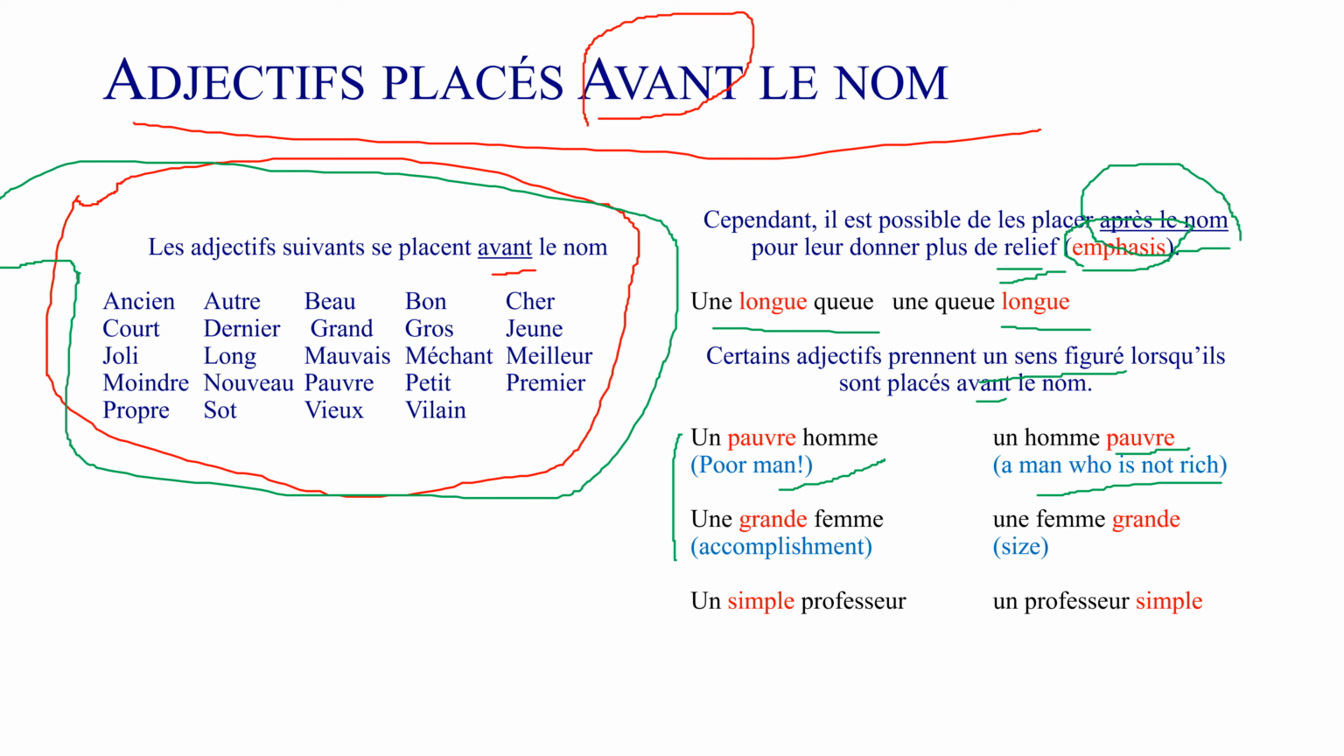Okay? Une grande femme, accomplishment, somebody who accomplished a lot, et une femme grande, it's the size. Okay? Now, do you think you can figure out what that means? Un simple professeur, un professeur simple. You can use me as an example, I don't mind.